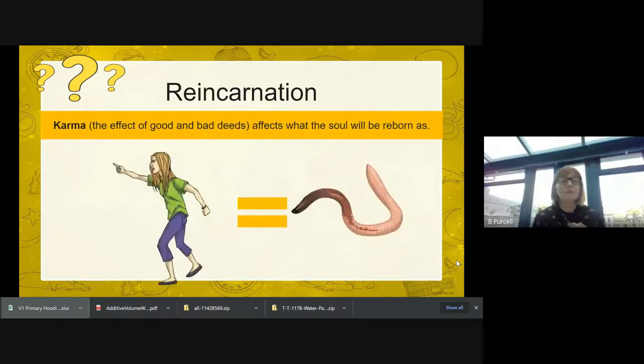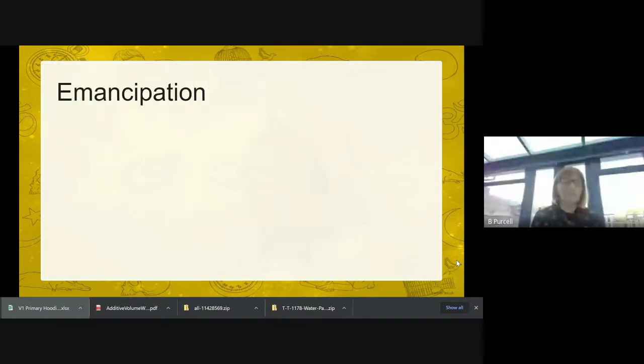Karma, the effect of good and bad deeds, affects what the soul will be reborn as. So if you have bad karma, you might come back as a worm, a snail, a wasp, a bee, and it doesn't necessarily have to be an animal that has a long life. So you have to work to actually achieve your emancipation, to reach those end goals.